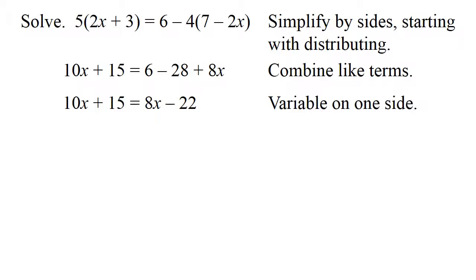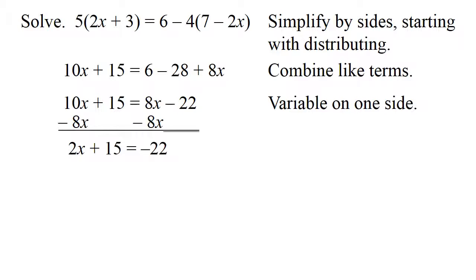and so I need to get rid of one of the variable terms. Again, I'm going to choose to get rid of the one on the right. Again, you don't have to do that, but that's the choice I'm making. So I'm going to subtract 8x from both sides. To get rid of a whole term, you add or subtract the opposite of that term. That gets rid of the 8x, so I get 2x plus 15 equals negative 22.